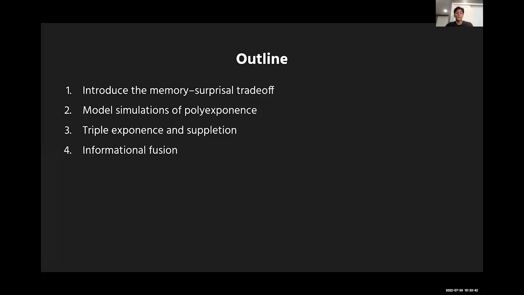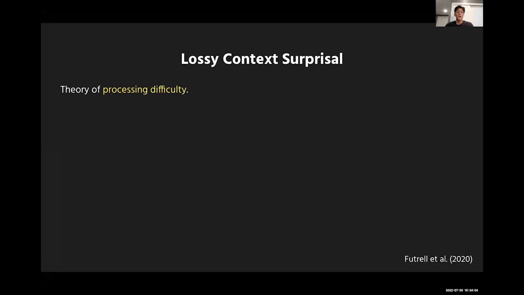So as the title of the work suggests, I'm going to be using the tool of the memory-surprisal tradeoff to explain all these phenomena. So I'm going to start by introducing what that means, and then I'm going to go to some model simulations, and then finally end with real evidence from real languages. So the memory-surprisal tradeoff is a theory grounded in theories of language processing. Specifically, this is about online language processing, where you have a listener who has to process words or morphemes conditional on all of the previous words or morphemes in that sentence or word.